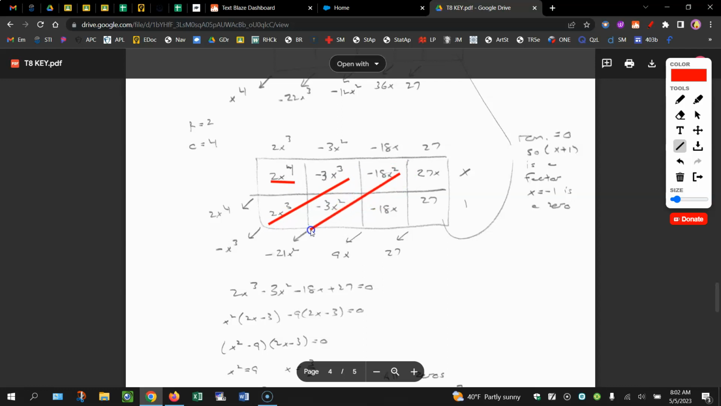These have to add up to -21. These have to add up to 9, and so on and so forth. Just showing you again, 27, 27. That's the same exact number. So 27 minus 27, the remainder is 0. So x plus 1 again is another factor.